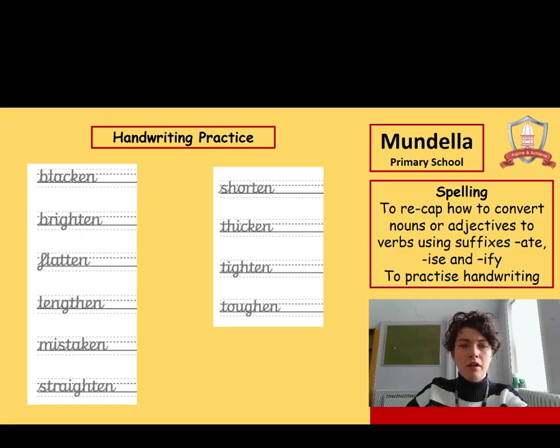Off you go. Right then, year 5, very well done for all your hard work in today's spelling session. Keep practicing those EN suffixes that change nouns and adjectives into verbs.